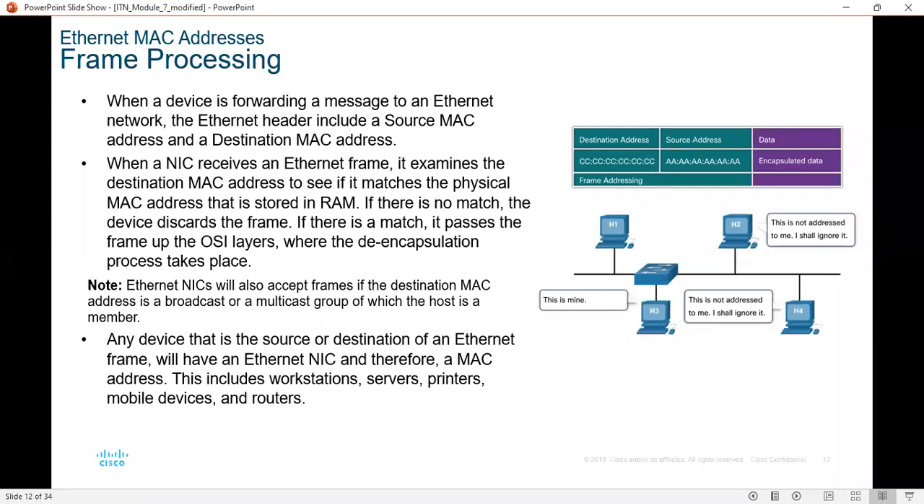When a device is forwarding a message to an Ethernet network, the Ethernet header includes the source MAC address and destination MAC address that I've explained. So when it's coming down from the network layer, what the data link layer does is it encapsulates it with the source MAC address and the destination MAC address. When a NIC receives an Ethernet frame, it examines the destination MAC address to see if it matches the physical MAC address that is stored in RAM. If there is no match, the device discards the frame. If there is a match, it passes the frame up the OSI layers where the de-encapsulation process takes place.